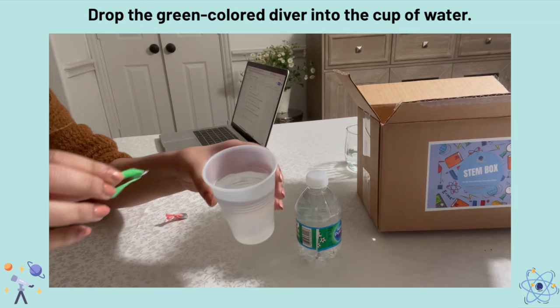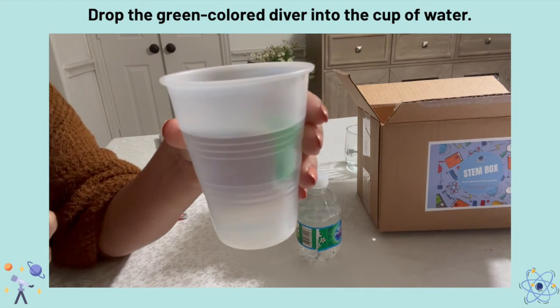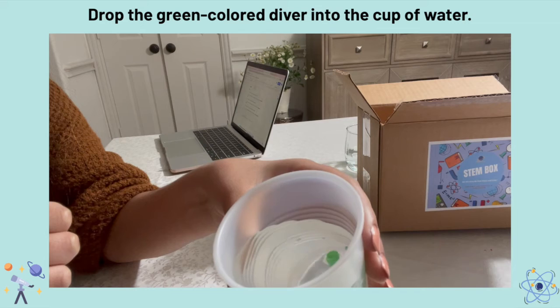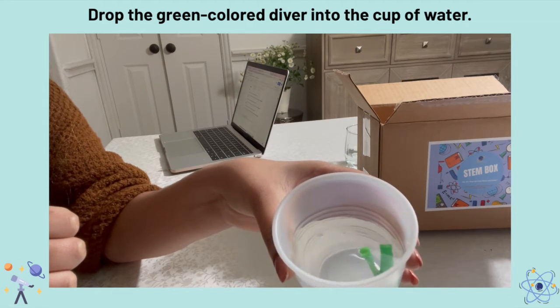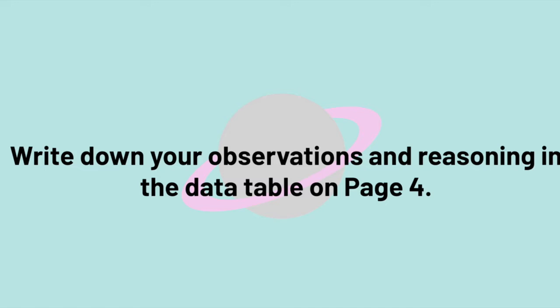Next, take the green diver with one washer attached from the bag and drop it into the cup of water. What happens now? Go to page 4 of your worksheet and write down your observations in the data table labeled Part 1, in the row labeled Checkpoint 2. Then, after you write your observations, which should be explaining how the diver floated in a vertical position at the top of the water with the washers facing downwards, write the reasoning as to why this may have happened in the second column in the table. Think about how the density of the diver was different from the first, and how this may have affected the diver's buoyancy in the water. Now take the green diver out of the water.